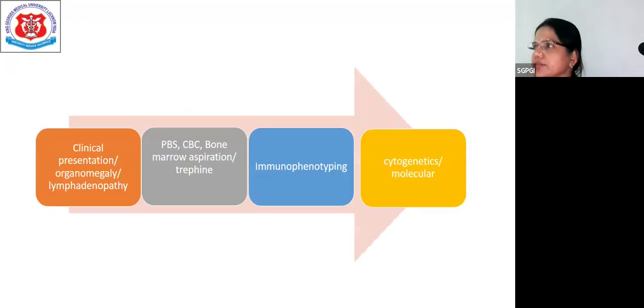So when a patient comes to you, how do you start? You start with the clinical history. You check for the presentation of the patient, check for organomegaly or lymphadenopathy. Go ahead with CBC, peripheral blood smear, bone marrow aspiration and treatment if required. And if the count is enough in the peripheral blood, you can go directly ahead with the immunophenotyping using flow cytometry. And for a few cases, we need cytogenetic and molecular testing also.